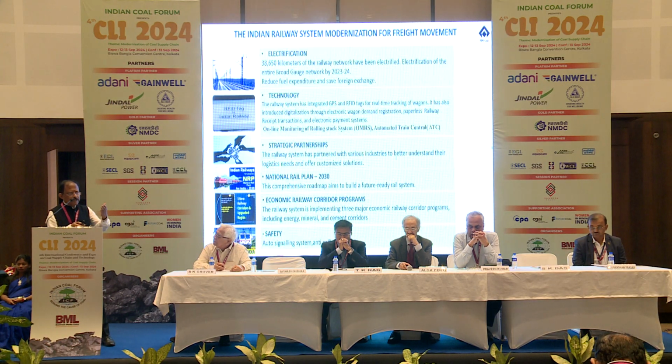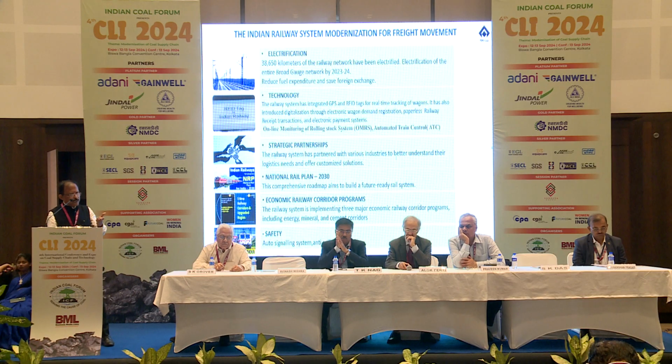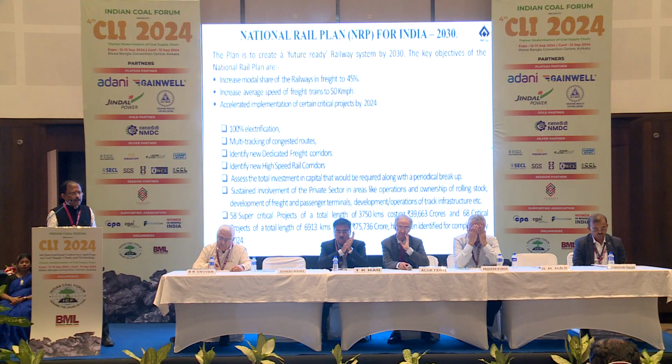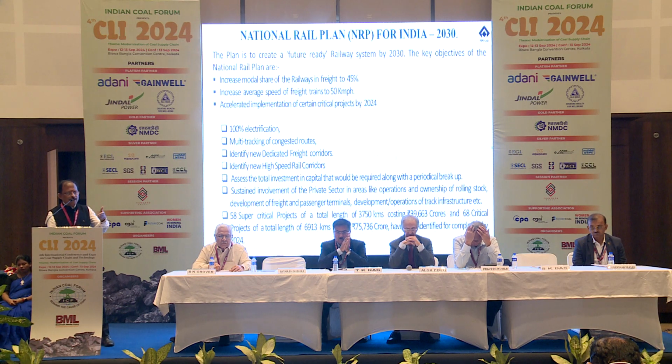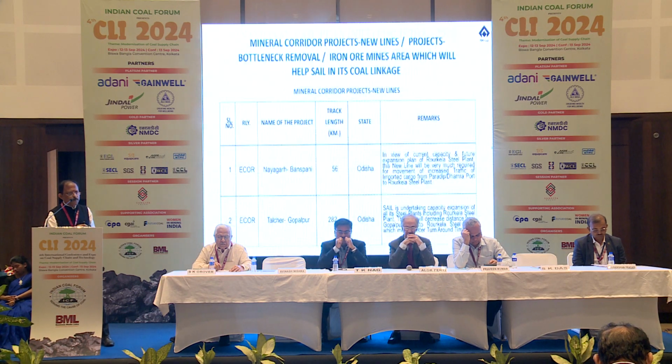Comparative analysis of costs, and Indian Railways has taken some good initiatives like electrification. They have introduced technology, and made strategic partnerships with different industries. The National Logistics Plan also has very ambitious plans. Economic railway corridor programs are there, and safety measures like auto signaling systems and anti-collision devices are being introduced in phases. This is the National Logistics Plan, and the aim is 100% electrification and multi-tracking. I think this part was covered in the last presentation also.